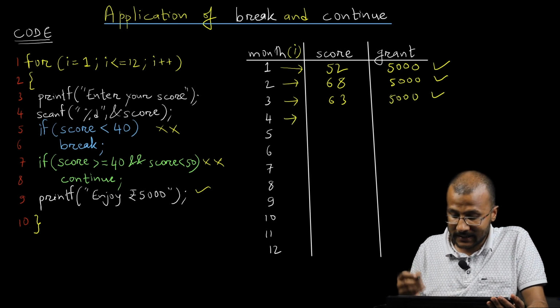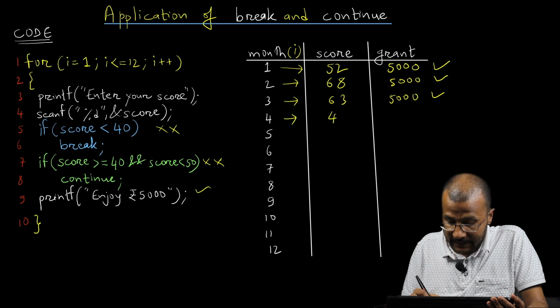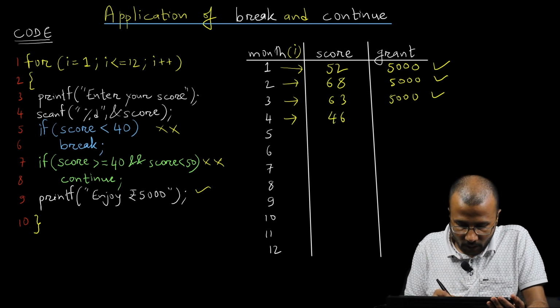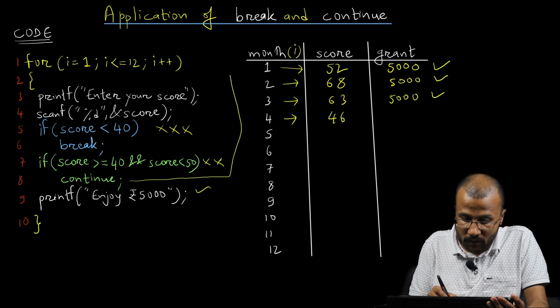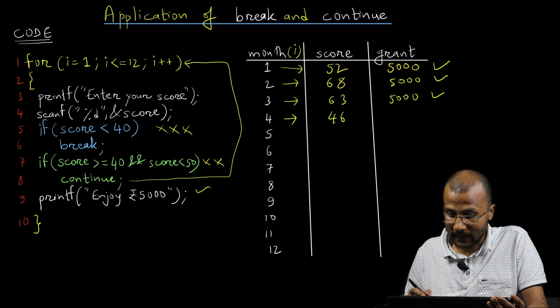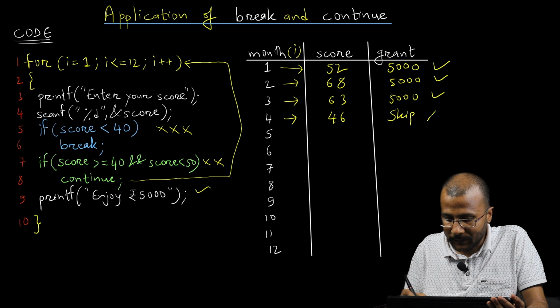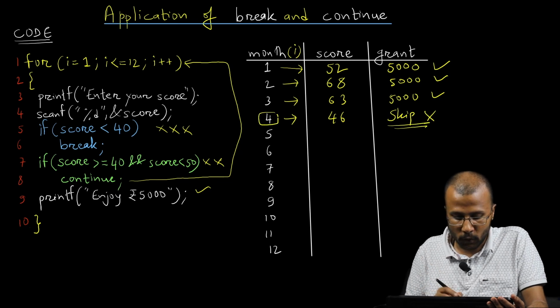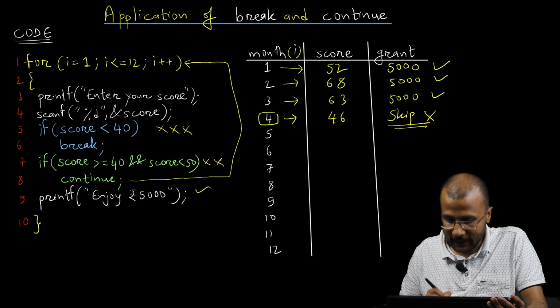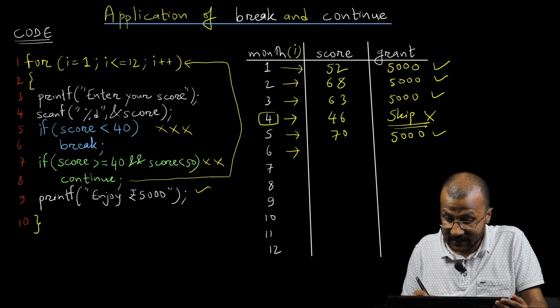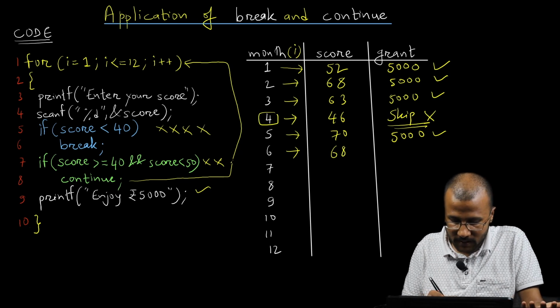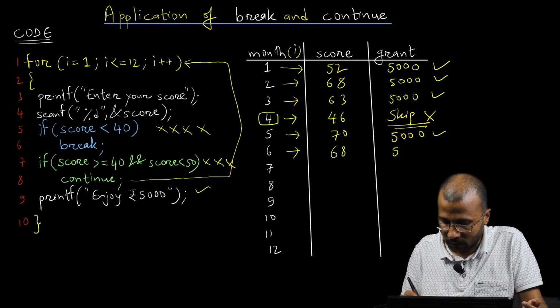In the fourth month, let's say you receive the score 46. So the first condition is false, but 46 lies between 40 and 50, right? So this is true. That means continue will be encountered and you'll go to the next iteration of the loop. That means you do not get the grant in the 4th month because your score is between 40 and 50. Now let's say in the 5th month you work really hard and you get a score of 70. That means you get a grant of 5,000 rupees. In the 6th month, let's say you get 68. Again, both conditions are false, so you get a grant of 5,000 rupees.